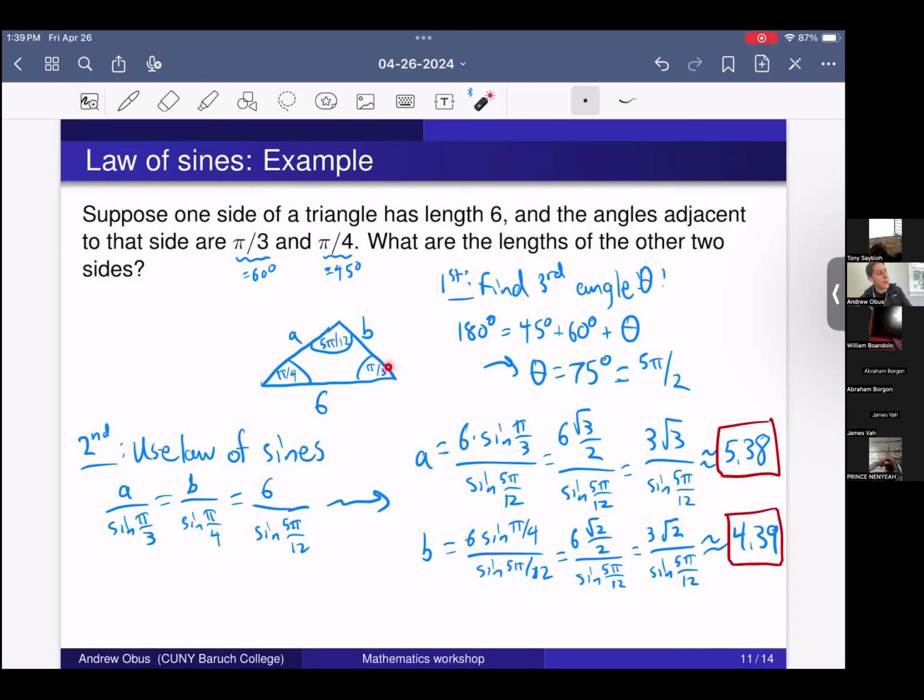Because once you know any two angles of a triangle, you can always figure out the third one. And then you have what you need in order to do the law of sines. In this case, we have a scalene triangle, right? The sides are length 6, 4.39, and 5.38.